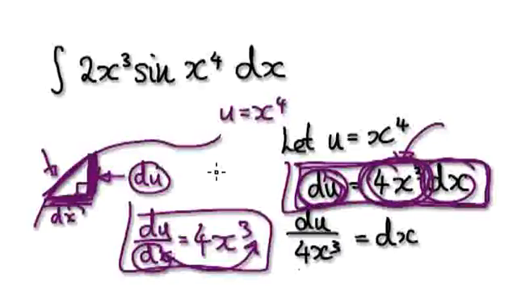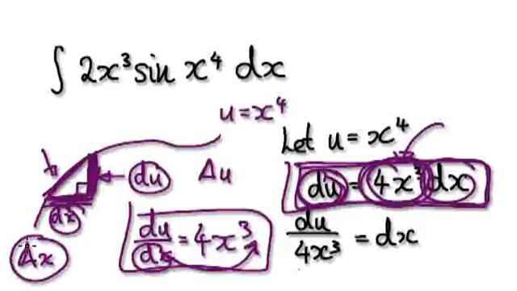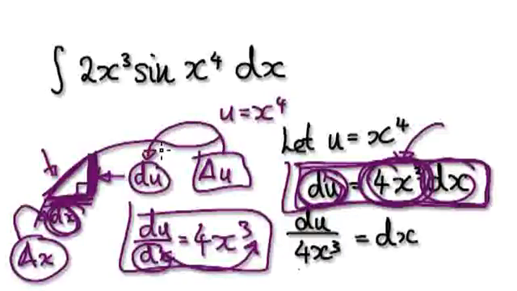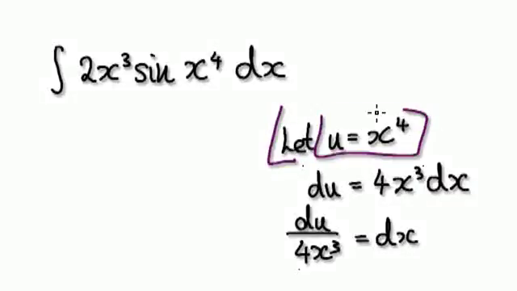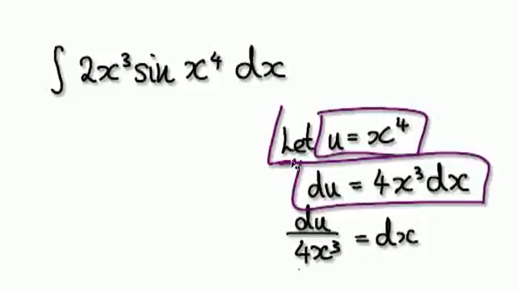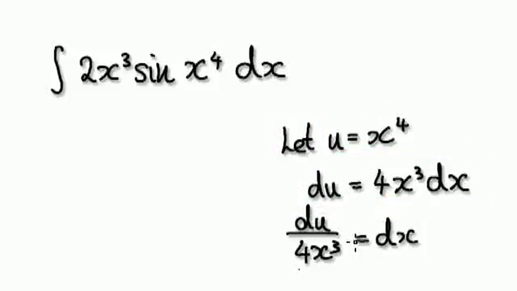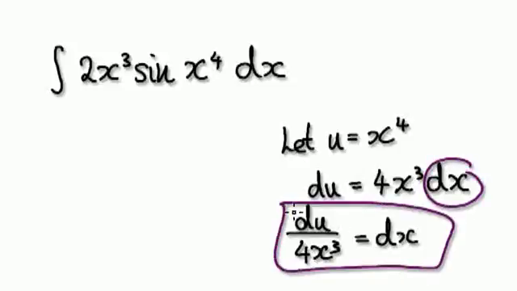Just bear in mind that this du here is smaller than delta u, and this dx here is smaller than delta x. If you move into the realm of limits, then it becomes du and dx. We've done this many times in the past. So from here, we can jump to here, and then dx equals this thing here.